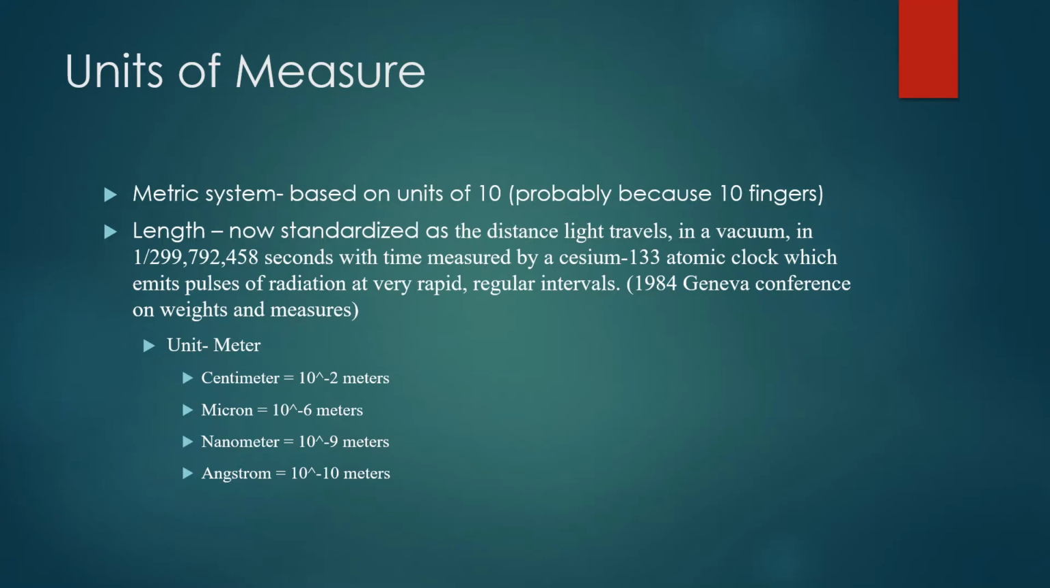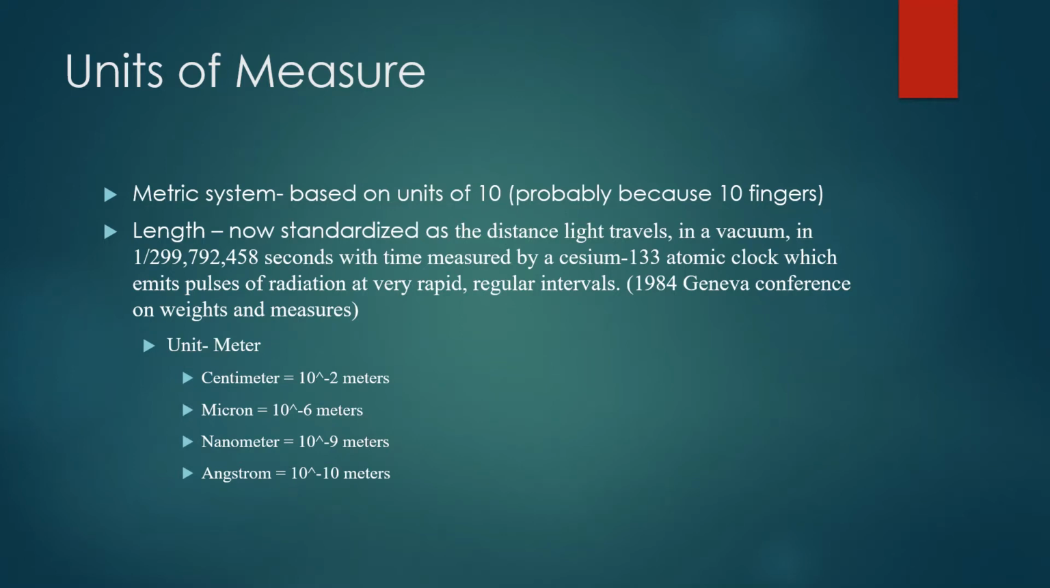Length is standardized as the distance light travels in a vacuum in a short period of time: 1/299,792,458th of a second. That time is measured by a cesium-133 atomic clock, which emits pulses of radiation at very rapid and very regular intervals. This was decided on in 1984 at the Geneva Conference on Weights and Measures.